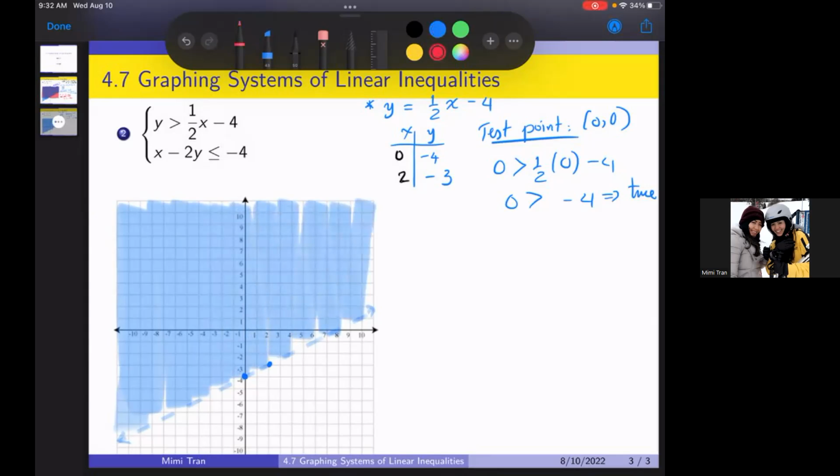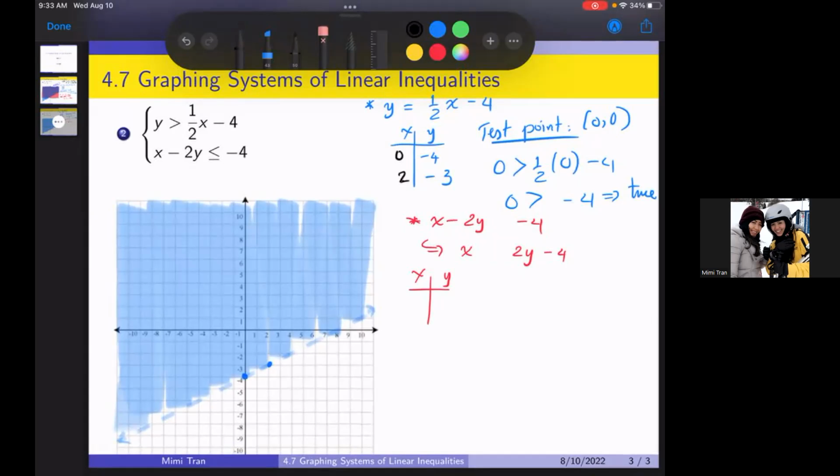And then the second one, x minus 2y less than or equal to -4. Let me solve for x first. X is less than or equal to 2y minus 4. You can solve for y, but I don't like fraction. And then pick a point. I'm gonna pick for y, just easier.